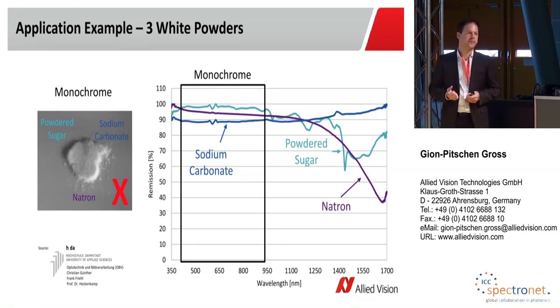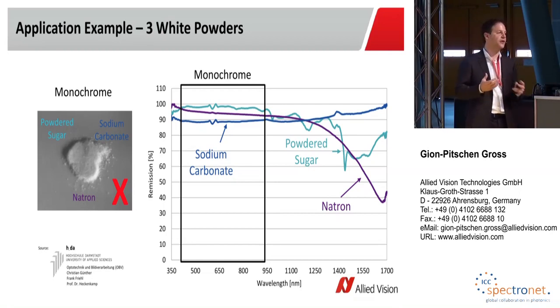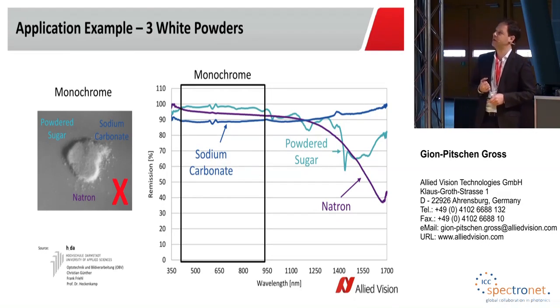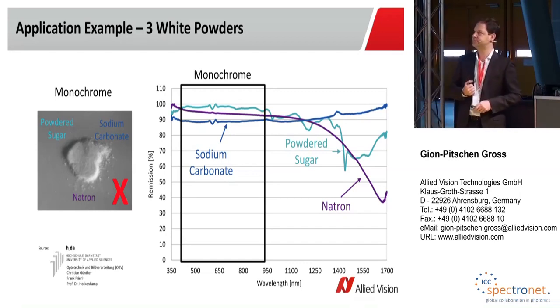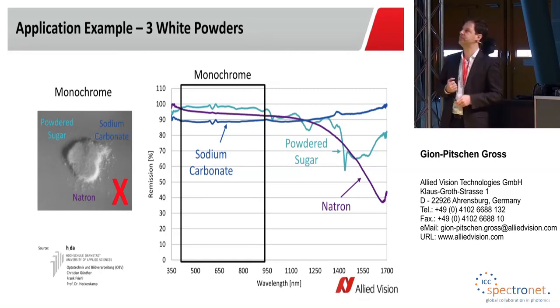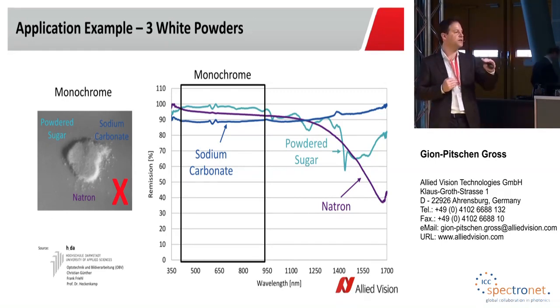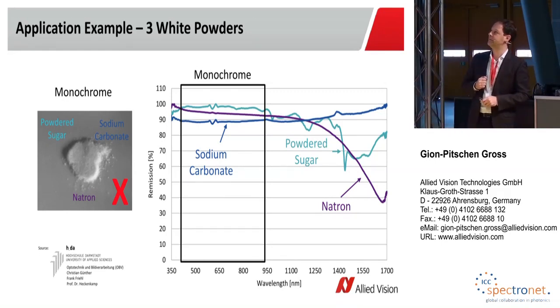the visible range. But if we look at the infrared spectral range, curves become very interesting, and we start to be able to separate materials, which, if we look at only the visible spectrum, would not be possible. So if we look at those powders now with a regular monochrome sensor, as expected, we cannot distinguish them. All curves are pretty much flat in that region. That means the sensor is quite saturated, and no distinction possible.